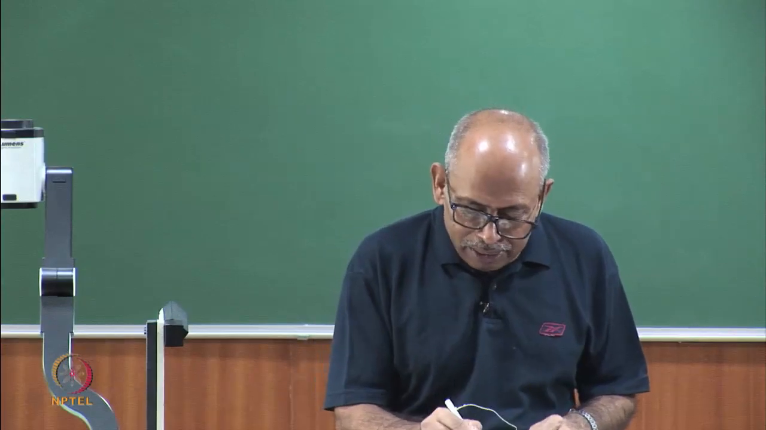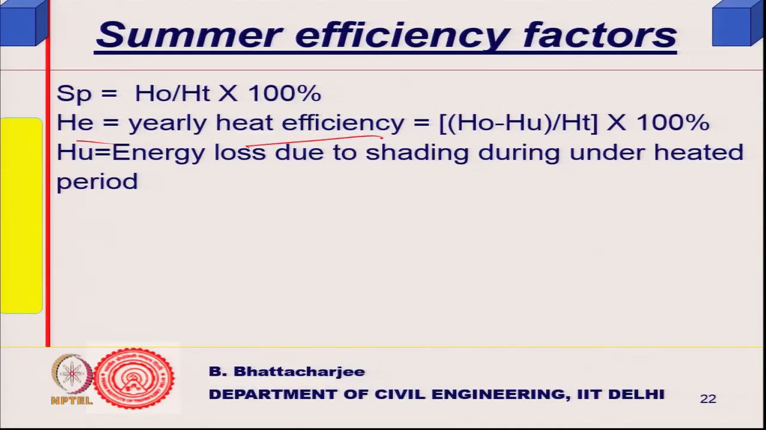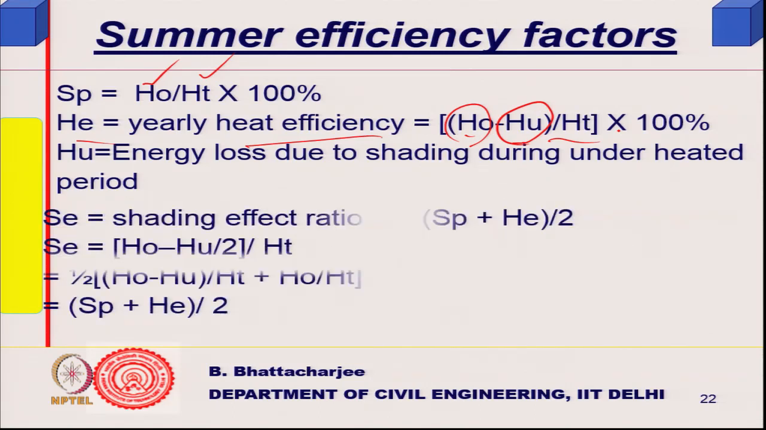So, this we call HE, the yearly heat efficiency, and HU is the energy lost during shading during the underheated period. So, this is the HU part. HO minus HU, this is the underheated loss, divided by HT. Algebraically it is like this: HO minus HU divided by HT, right. And then the shading effect ratio is defined like this.